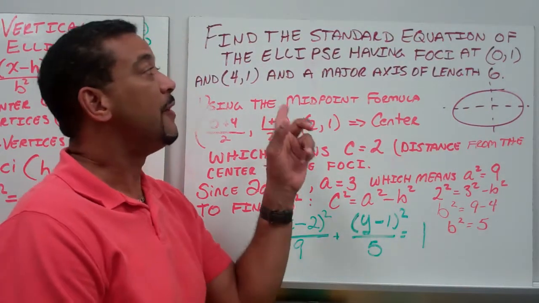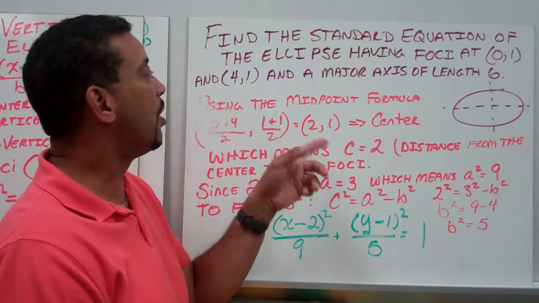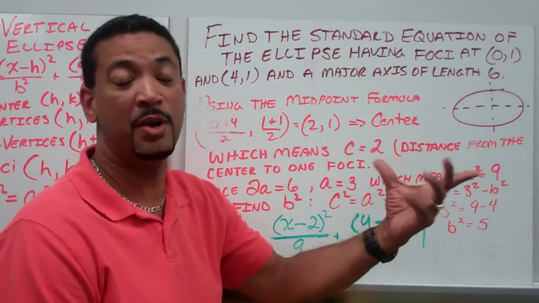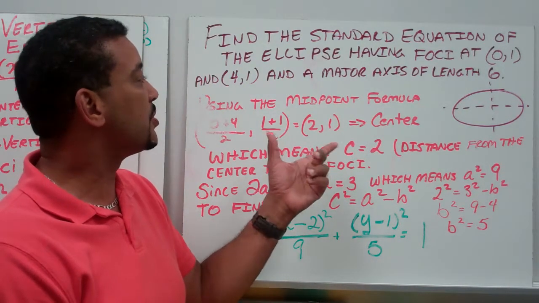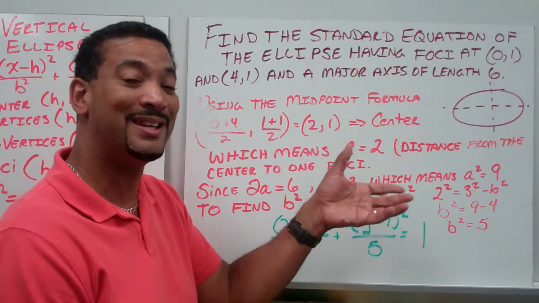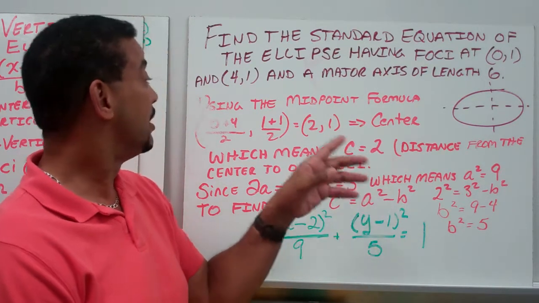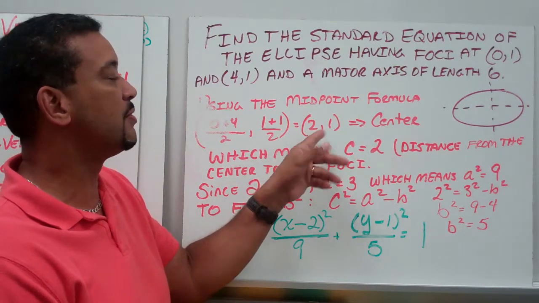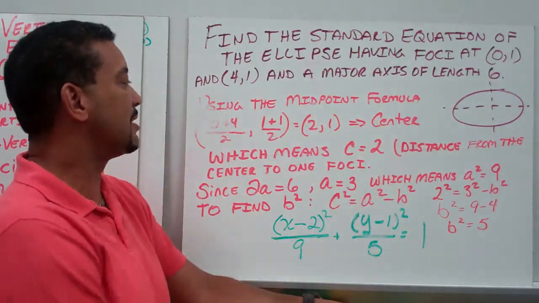Alright, now, finding the standard equation of the ellipse having foci at (0, 1) and (4, 1) and a major axis of 6, with a picture that's going to look like this, because you've got to know whether it's going to be horizontal or vertical. To figure out where our center is, we're going to use the midpoint formula, which is (x1 plus x2) over 2, and (y1 plus y2) over 2. So I did 0 plus 4 over 2, 1 plus 1 over 2, which gives us (2, 1), our center.